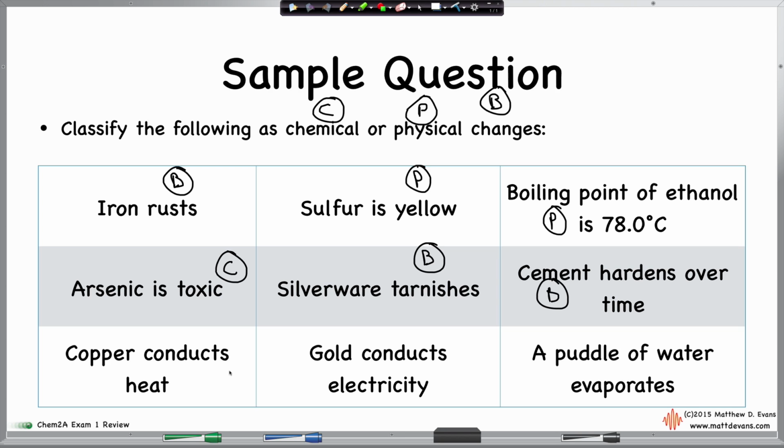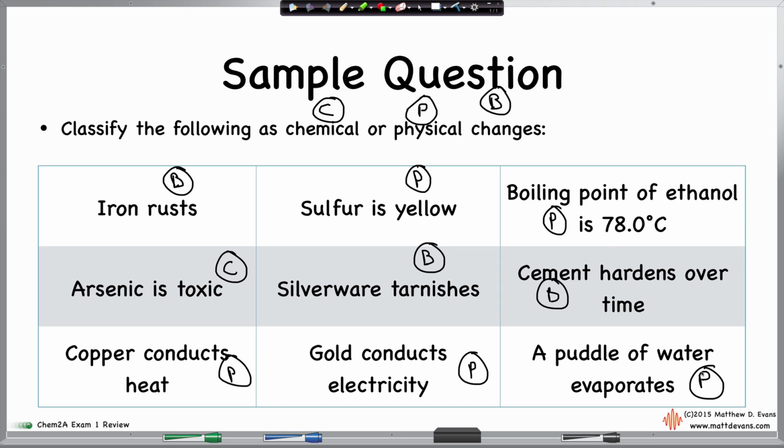Copper conducts heat, that's purely physical. Okay, so nothing changes about the copper metal itself when you pass heat through it. Gold conducts, also just purely physical. Nothing changes about the chemical makeup of gold. And then finally, a puddle of water evaporates. This is the tricky one, but it's only physical. Nothing happens to the water molecules when they evaporate from the liquid phase to the gas phase. Nothing changes.